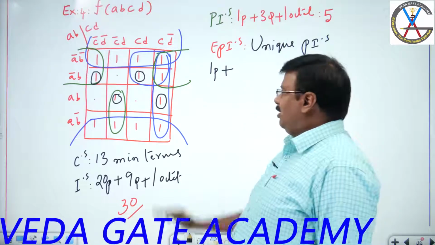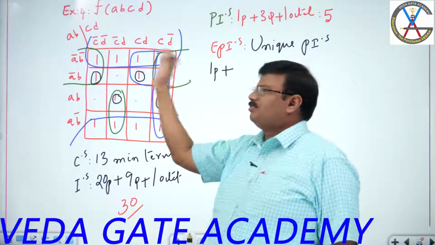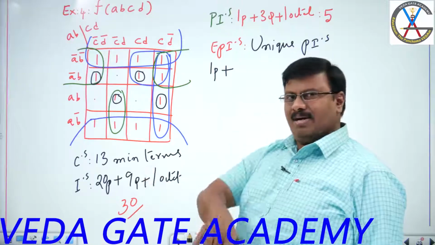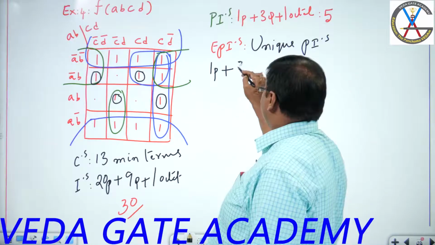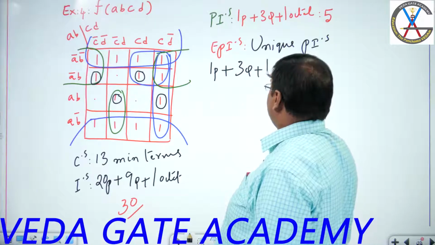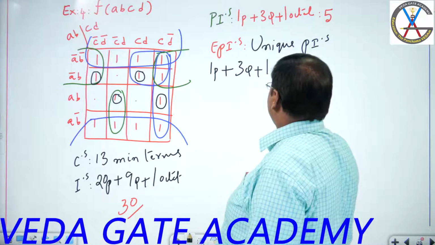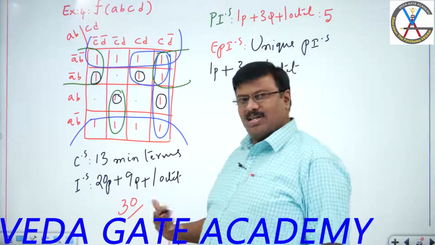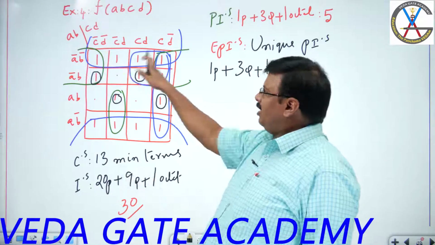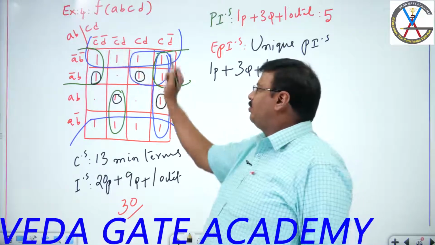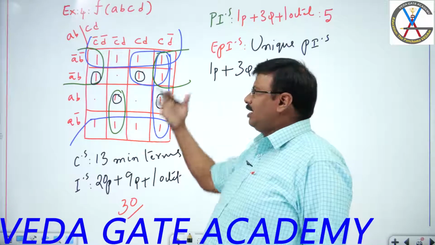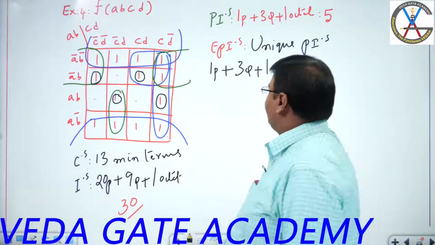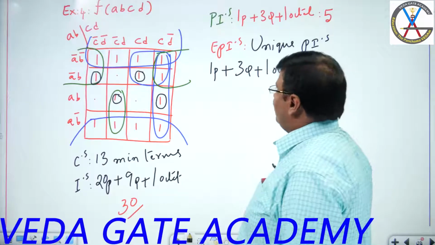So how many quads are unique? 1, 2, 3. So all the 3 prime implicant quads are unique. So 3 quads. Plus 1 octet is unique because there is no hex at all. There is no other octet also. So every square in the octet is unique. All these 4 and all these 4, the highest possibility is only the octet. Now, come back to the output.